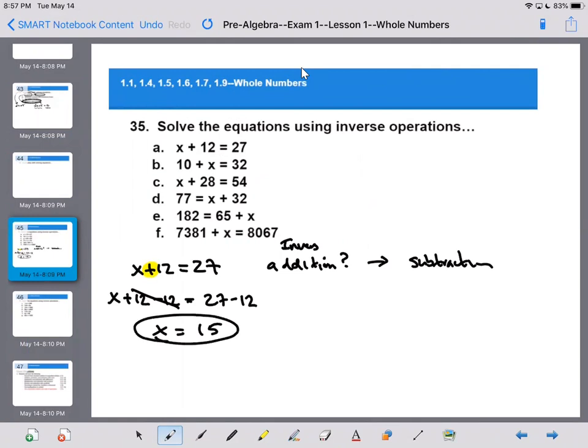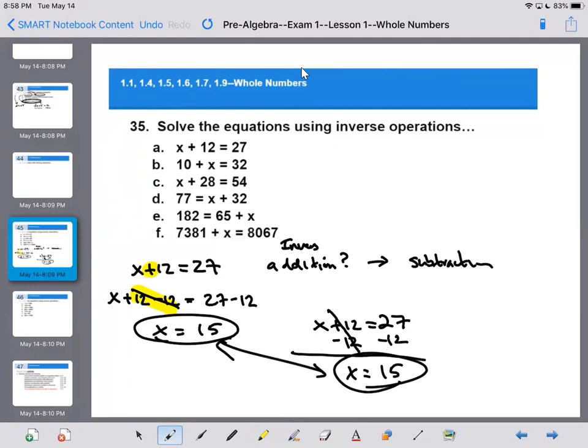Now some of you may have seen it written as x plus 12 equal 27. Maybe some of you grew up seeing it, well, I'm going to subtract 12 underneath it and subtract 12 over here underneath it. This goes to a 0 pair, just like we went to a 0 pair over here. So that's x equal, and then 27 minus 12. You're still going to get 15. Just different ways to write your subtraction. All right, another one is 10 plus x equal 32.